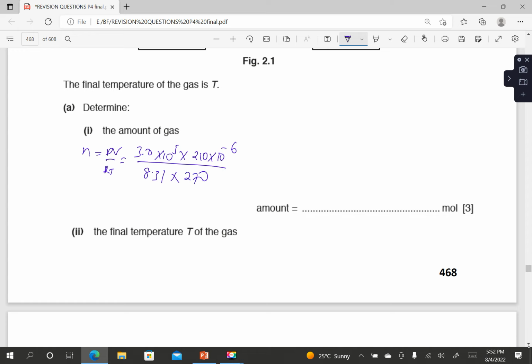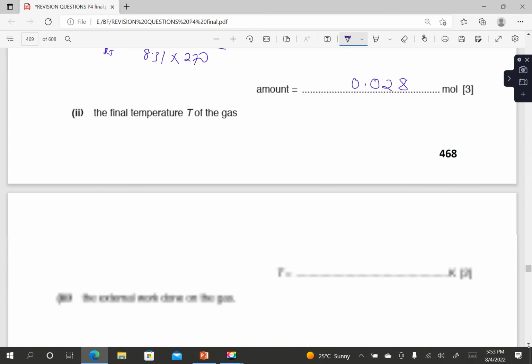And when I press my calculator, to two significant figures, I am getting 0.028. You can also verify.